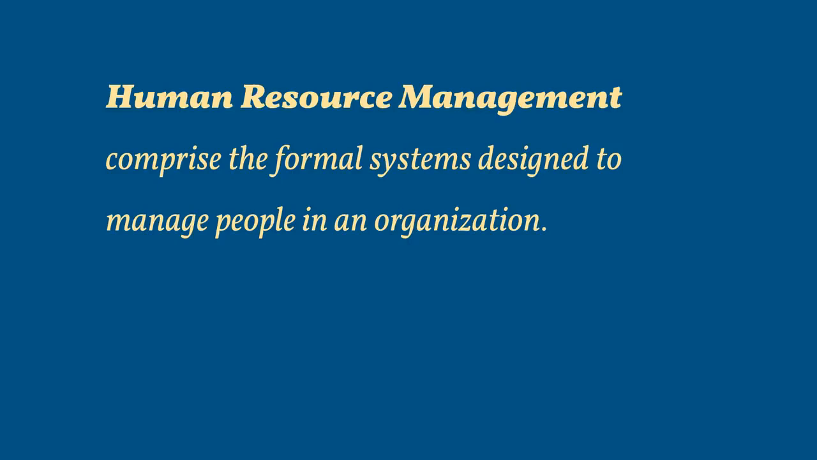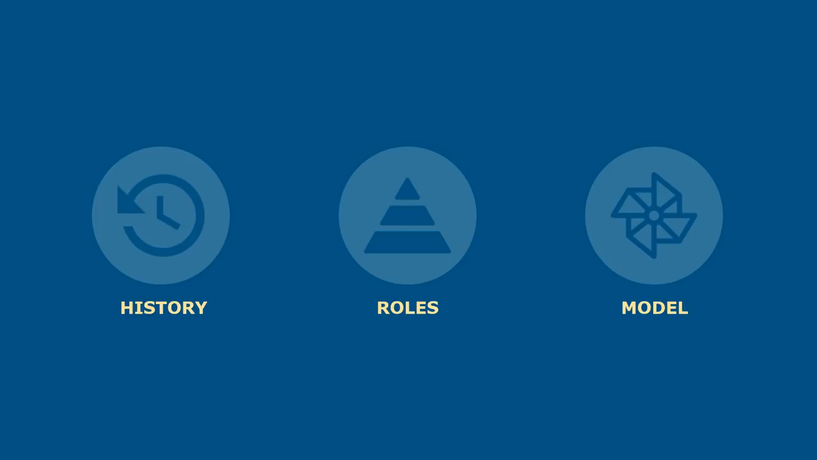Before we explore the model, let's define human resource management. Human resource management comprises the formal systems designed to manage people in organizations. To best understand human resource management, we'll take a look at a brief history, understand the roles of human resource management in organizations, and review a model to best organize the functional areas of HR management.